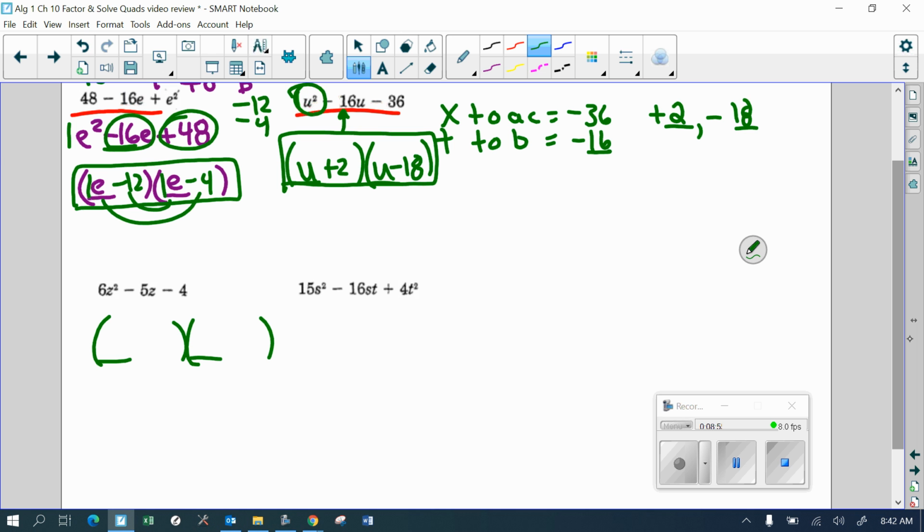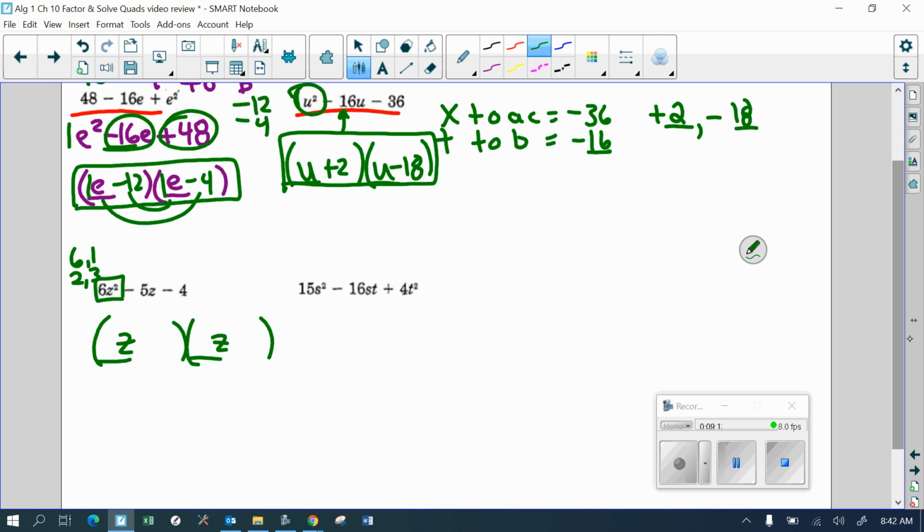Okay, remember the first term times the first term has to multiply to the first term here, 6z squared. Well, you know there's going to be a z and a z. That's the z squared part. But aren't there two combinations that multiply to 6? Either 6 and 1 or 2 and 3. So I have to figure out which one of those two it is.